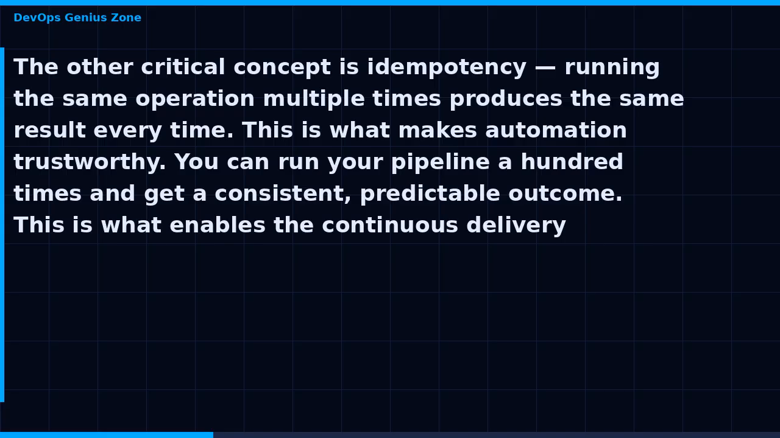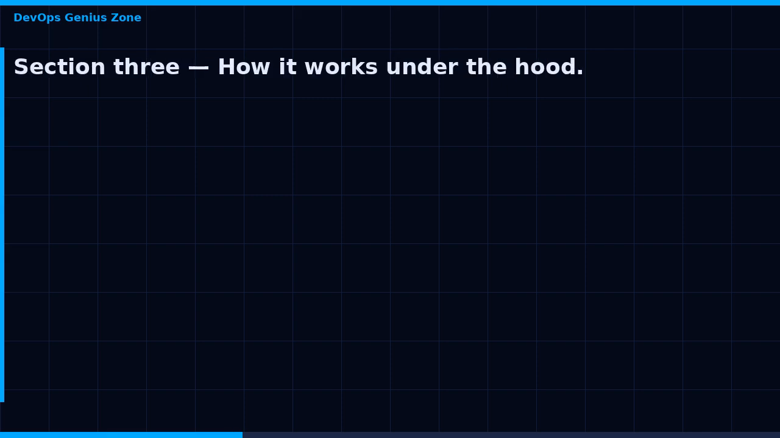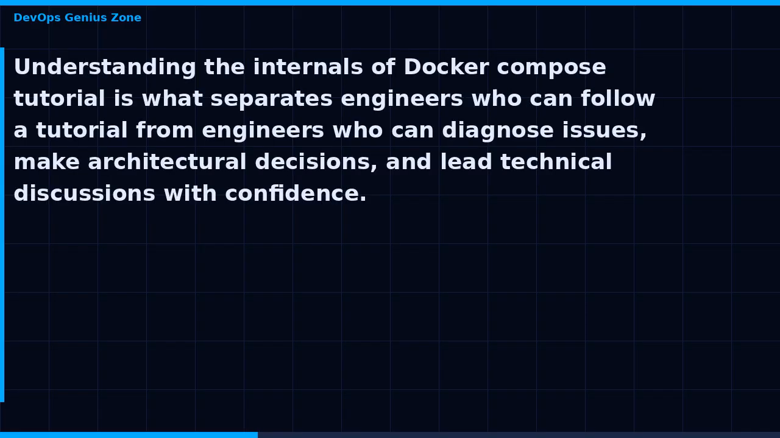Section 3: How it works under the hood. Understanding the internals of Docker Compose tutorial is what separates engineers who can follow a tutorial from engineers who can diagnose issues, make architectural decisions, and lead technical discussions with confidence. When you interact with Docker Compose tutorial, there is a control layer that receives your instructions, validates them, computes the difference between the current state and your desired state, and then executes the operations needed to close that gap.